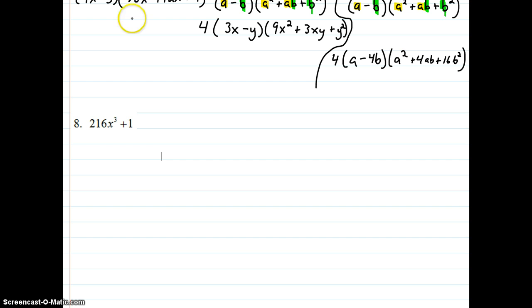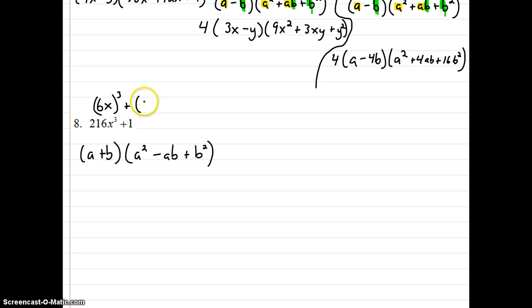Alright, so now we're going to look at number 8, and the only difference with number 8 is we have the positive, so it's the sum of cubes, and that formula is going to be a plus b, and then a squared minus ab plus b squared. So let's go ahead and write this. So what cube gives us 216? And so that's going to be a 6x. And what cube gives us 1? And that's just going to be 1.